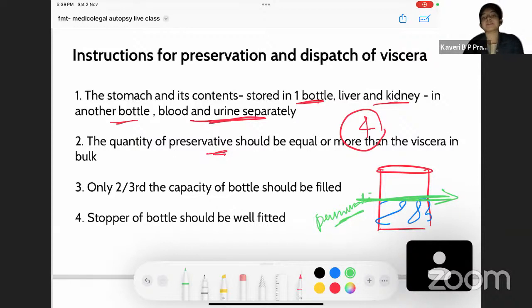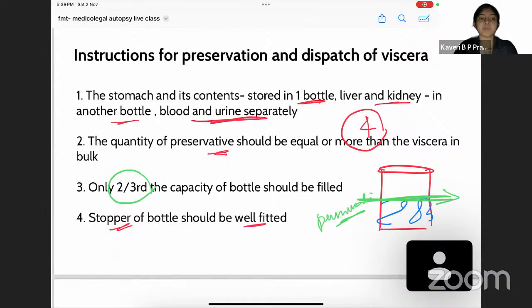Only two-thirds of the capacity of the bottle should be filled. Just because there is space in the bottle, you do not tightly fill it. If you look at any of the specimen collection, you can see that only half is usually filled. If you have a bigger specimen, you can go up to two-thirds, but not more than two-thirds. Remember this. Whenever something is filled to the fullest, there are chances that there might be leakage. That's why you fill only to two-thirds. And after you fill, the stopper of the bottle should be well fitted so that there won't be any leakage. So these are the instructions to be followed.